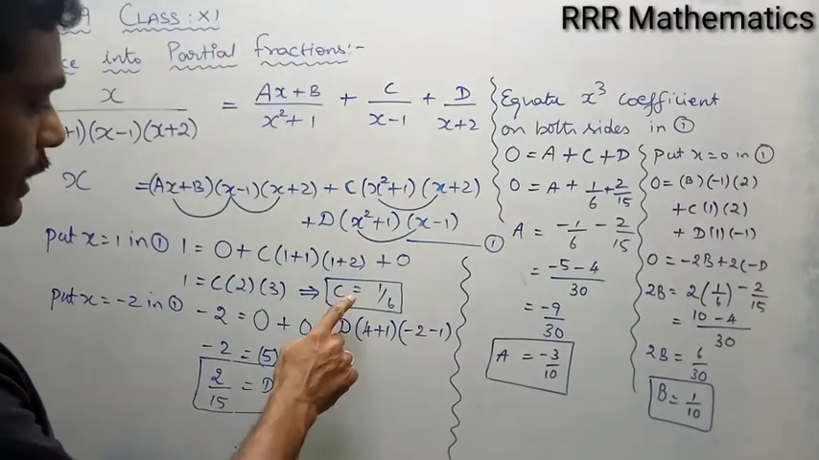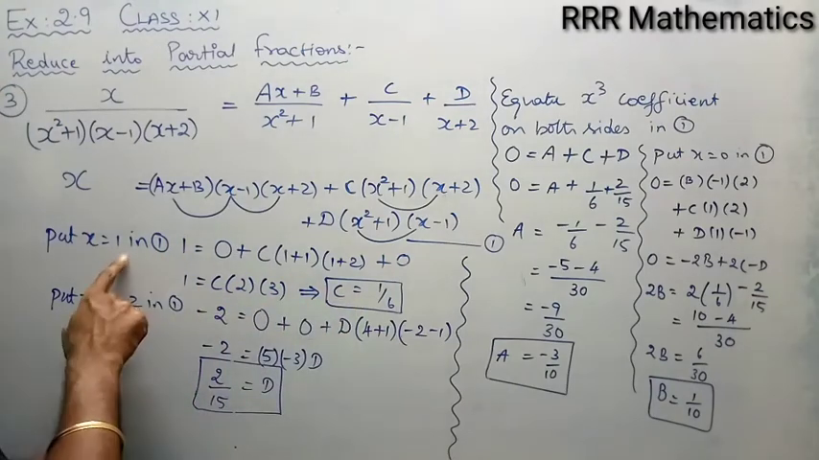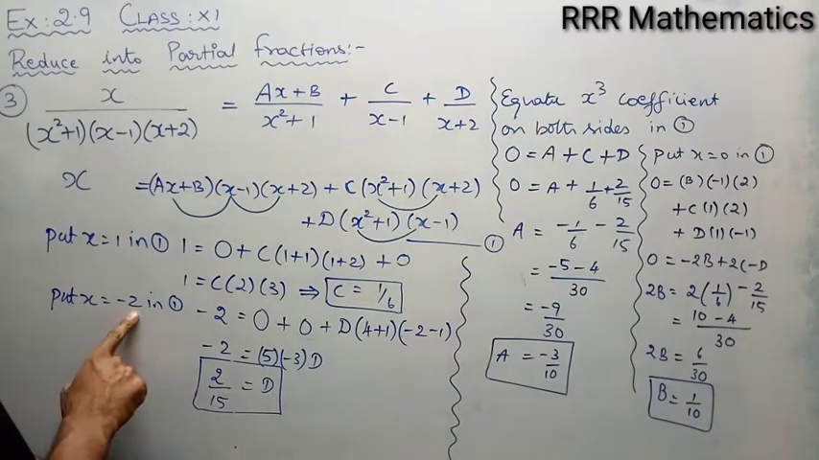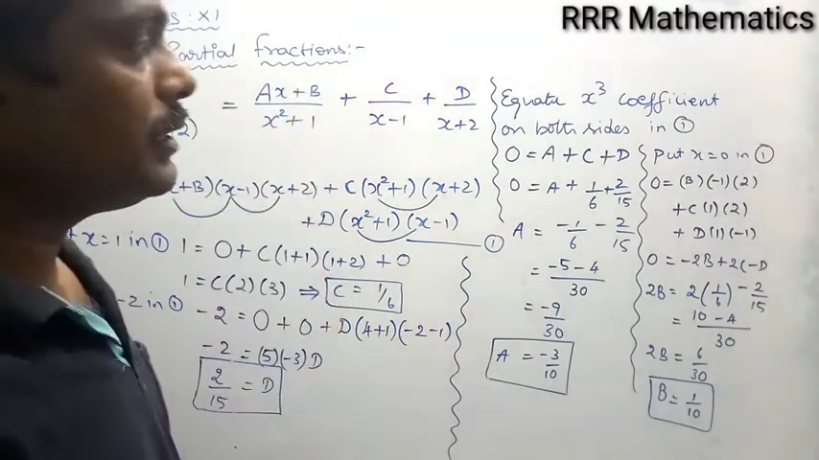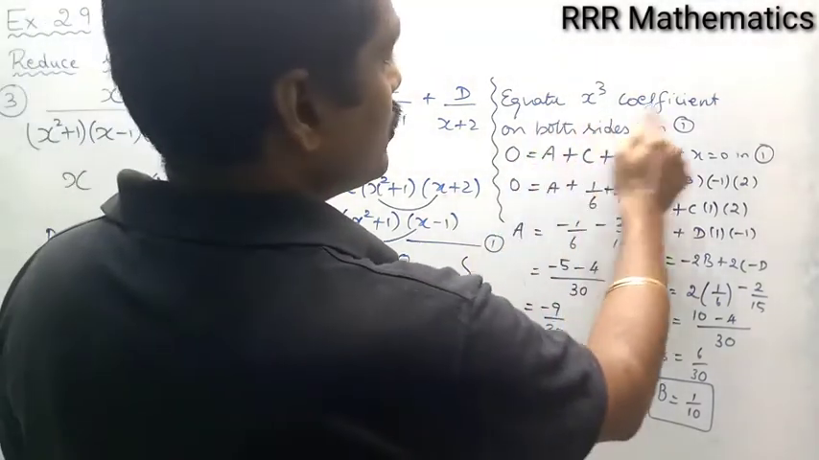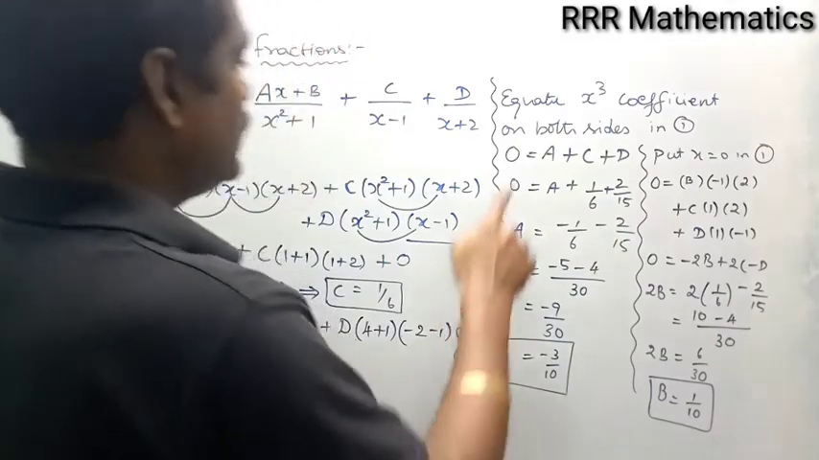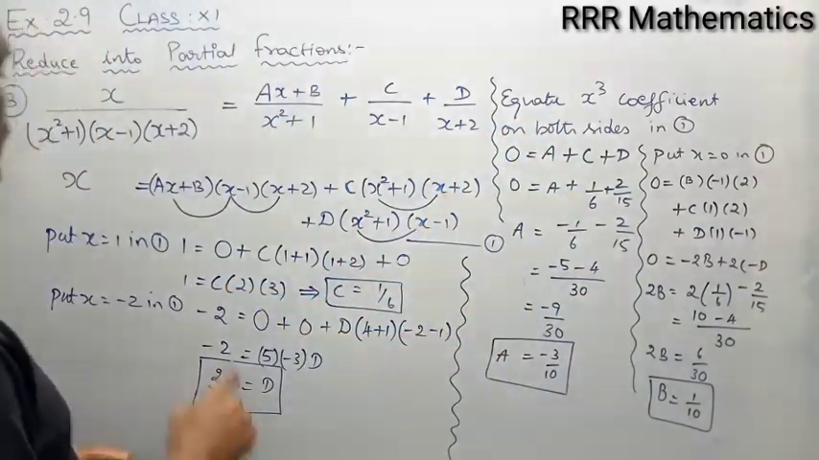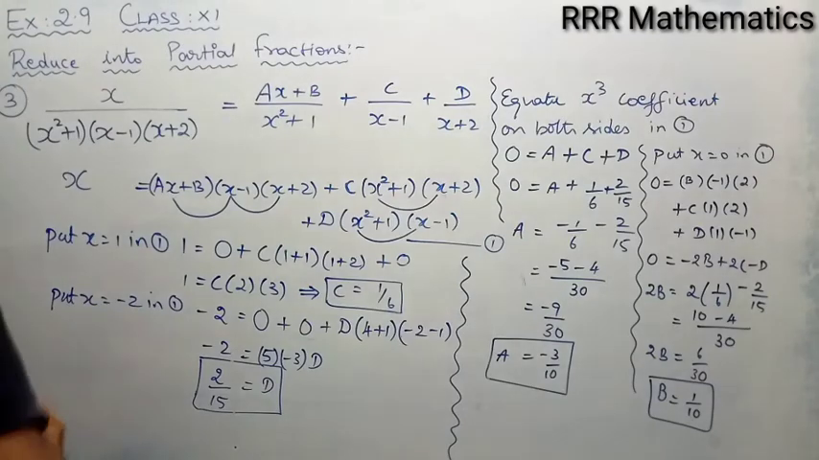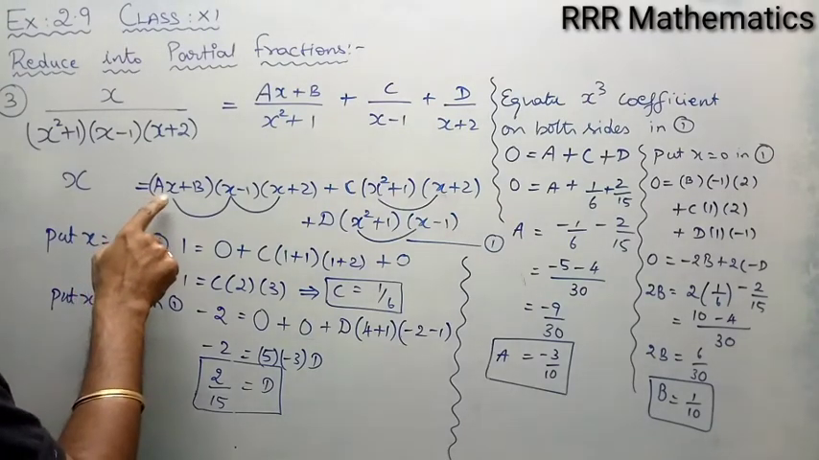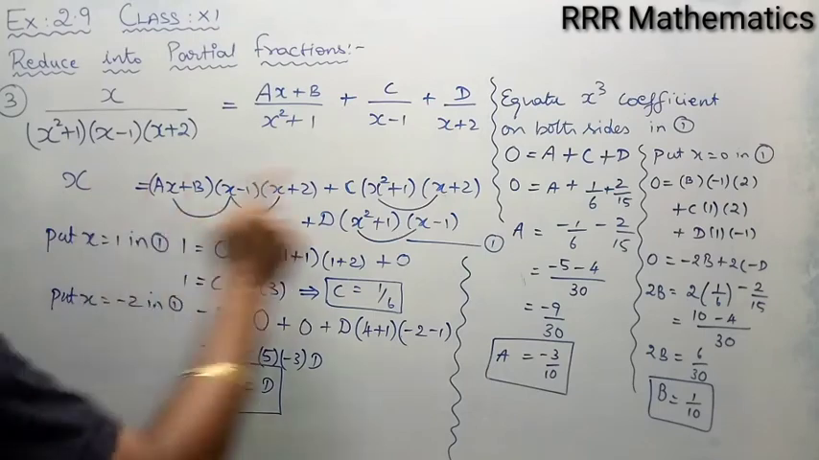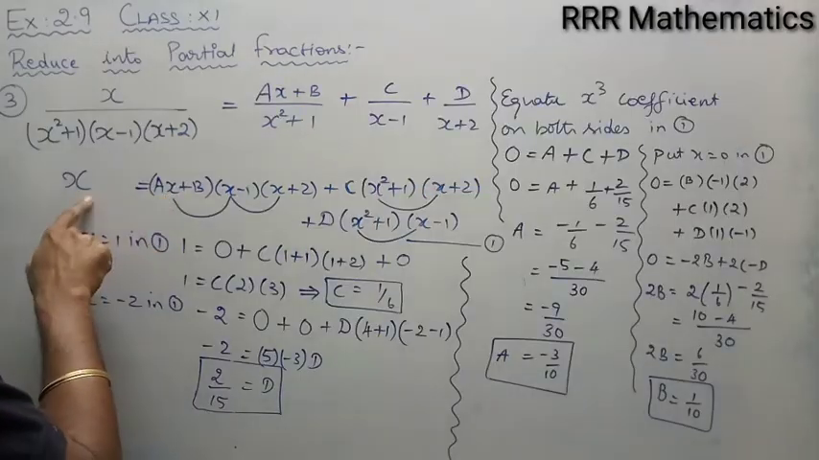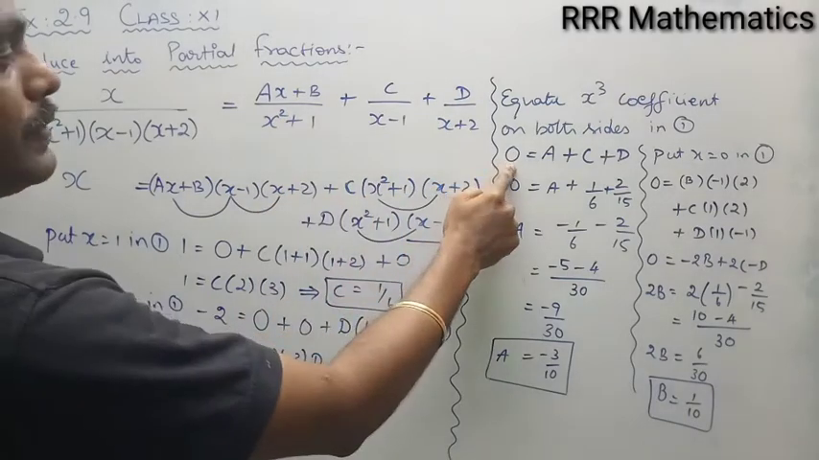So in this case, I got the value of c by replacing x equal to 1, and I got the value of d by replacing x equal to minus 2. For finding a and b, I used the highest power, the x cube coefficient, equating on both sides. How am I equating here? No x cube term, so the coefficient is 0.